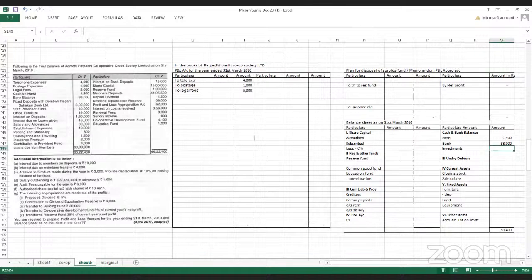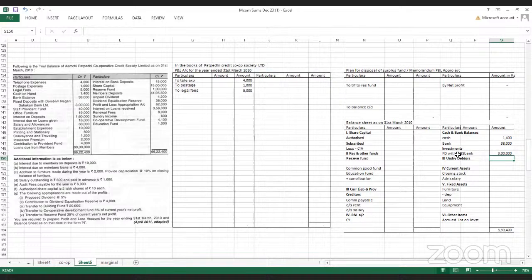Fixed deposit with Dombivli Nagari Sahakari Bank. This is investment. Under investment I'll write FD with Dombivli Nagari Sahakari Bank, amount is 3 lakhs. Then staff provident fund. I think this should not be here. It can be either staff provident fund or staff provident fund contribution. So there must be some mistake in this item.